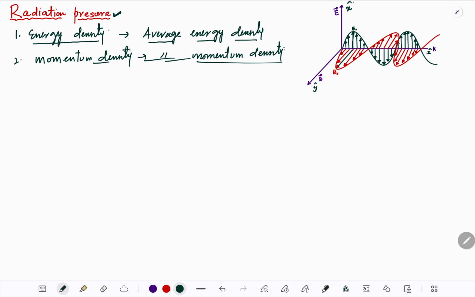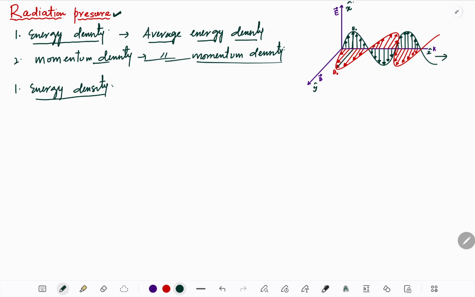Okay, so let me start with the energy density. If you have seen those two previous videos, then you don't need to follow the derivation, but I'm doing it for new viewers who are watching this video for the very first time. So let's go with the energy density, and I'll try to do it very fast, maybe in 2 minutes.